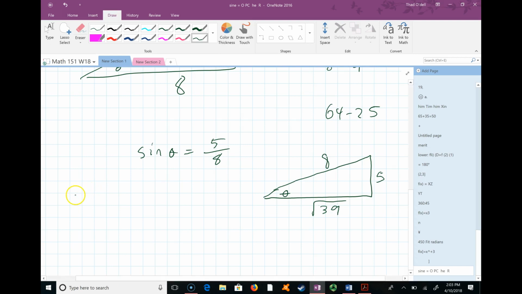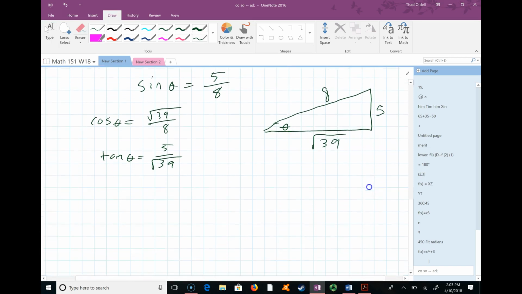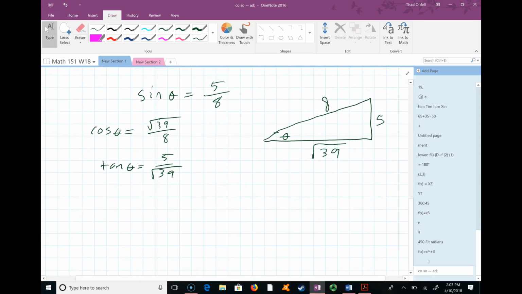So I know that cosine of theta is square root of 39 over 8, and tangent of theta has to be equal to 5 over the square root of 39. Okay? Now I'm feeling pretty good about myself, except for, once again, I don't know which quadrant I'm in. So this is a correct reference triangle, but if it's in the wrong quadrant, I might have some values off here as far as negatives and positives.